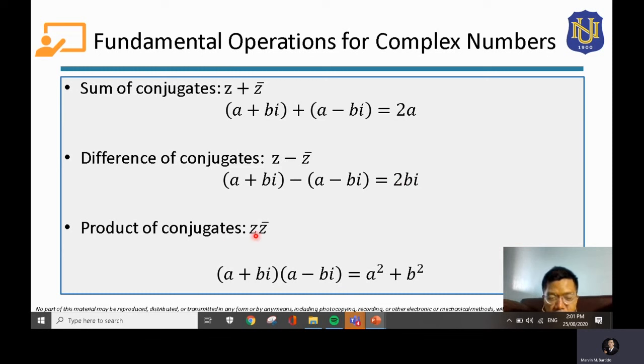And now for products of conjugates, that will be z times z bar, that will be a plus bi times a minus bi. Here, we actually encountered this in our examples for quotient, right? What will happen here is the middle terms, which are abi minus abi, will just be cancelled. So what will remain here is just a squared plus b squared. So we can directly get this value, a squared plus b squared, without using FOIL method when you know that you are multiplying conjugates.